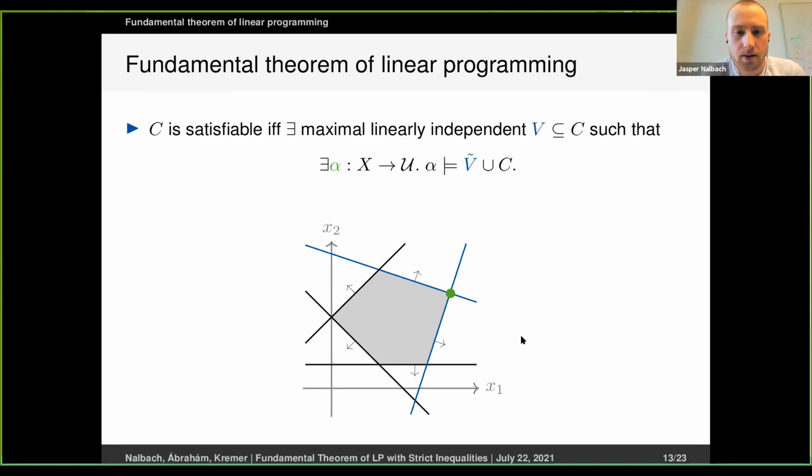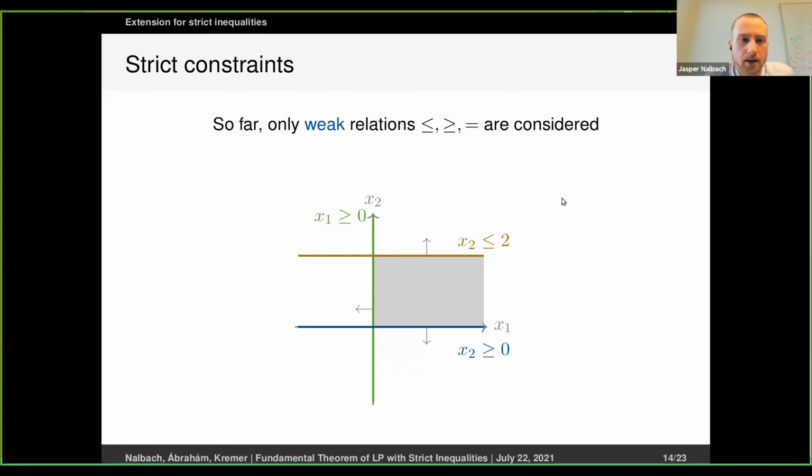Okay, now the fundamental theorem of linear programming restates as follows. C is satisfiable if and only if there exists a maximally linearly independent subset V of C such that there exists an assignment alpha that lies on the boundary of the hyperplanes of V, so the intersection point of the defining hyperplanes of the constraints in V. In other terms, alpha is a vertex candidate of C. So this is the case for weak relations, where we always look for solutions in the vertices of such a system.